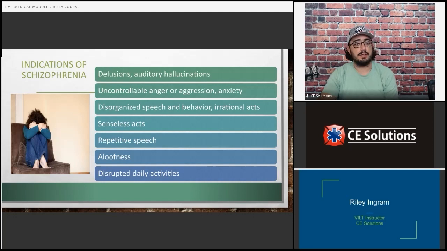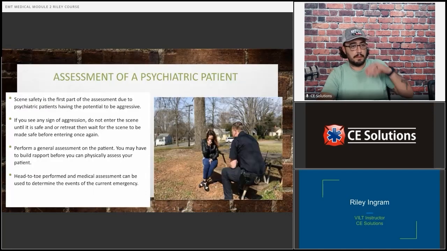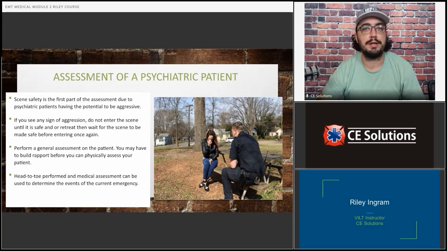Indications: delusions, auditory hallucinations, uncontrollable anger or aggression, anxiety, disorganized speech and behavior or irrational acts, senseless acts, repetitive speech, aloofness, and disrupted daily activities.